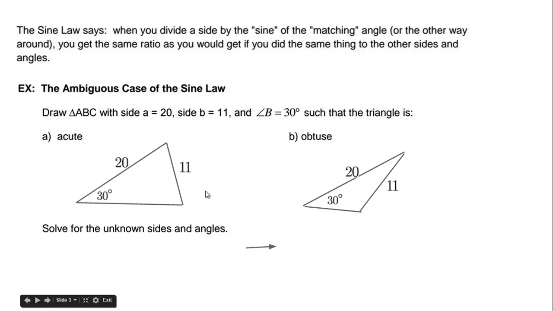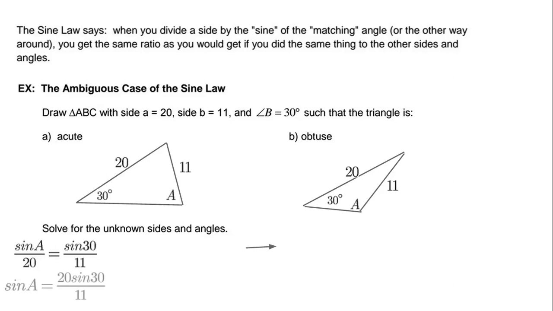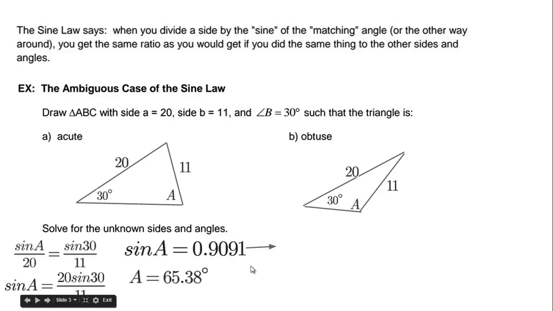And we actually use the sine law to find this angle first. Sine law says that we can divide these by each other. So we set it up like this. Sine A over 20 equals sine 30 over 11. Sine A equals 20 sine 30 over 11. So sine A equals 0.9091. And the angle there is just 65 degrees. We just take the sine inverse of 0.9091.